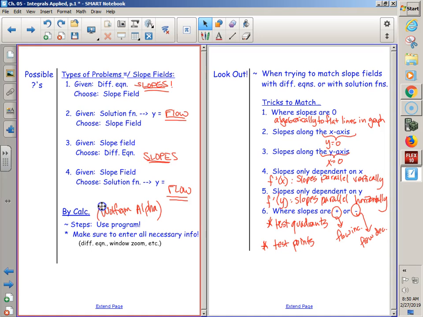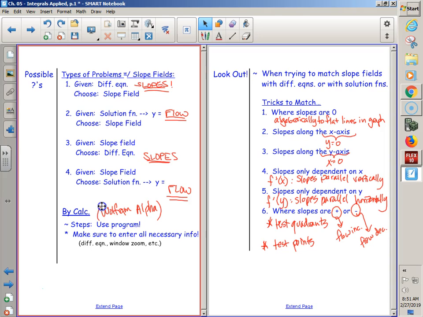You can test actual individual points, because maybe the first quadrant has negatives and flats and positives. You can't just test one point. You have to test multiple. Sometimes testing a quadrant is good enough because the whole quadrant's positive or the whole quadrant's negative, and that only works for one or the other. But sometimes you have to test points as well.